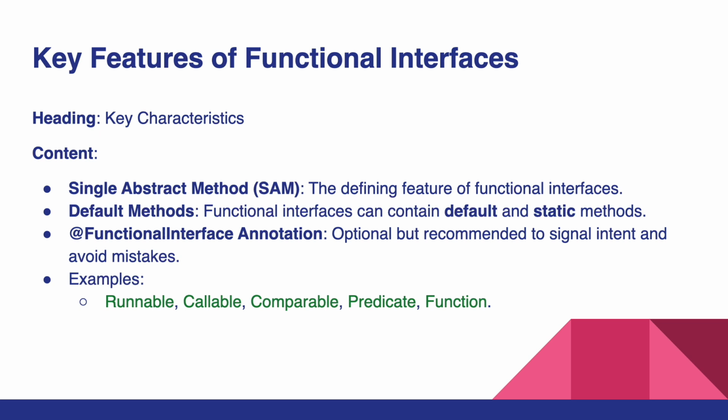Key features of functional interfaces. Let's dive deeper into the characteristics of functional interfaces. They adhere to the single abstract method principle, making them ideal candidates for lambda expressions. While a functional interface must have exactly one abstract method, it can also include multiple default and static methods, adding more flexibility to how interfaces can be structured.